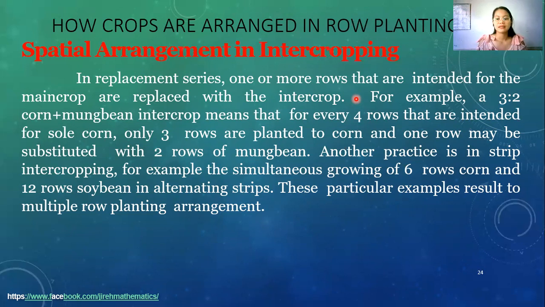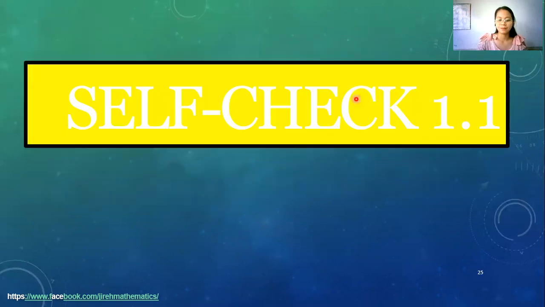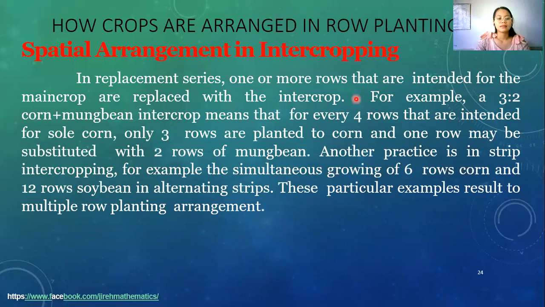Another practice is strip intercropping. For example, the simultaneous growing of 6 rows of corn and 12 rows of soybean in alternating strips. These particular examples result in multiple row planting arrangements. Okay, so that is all about the crops arrangement.